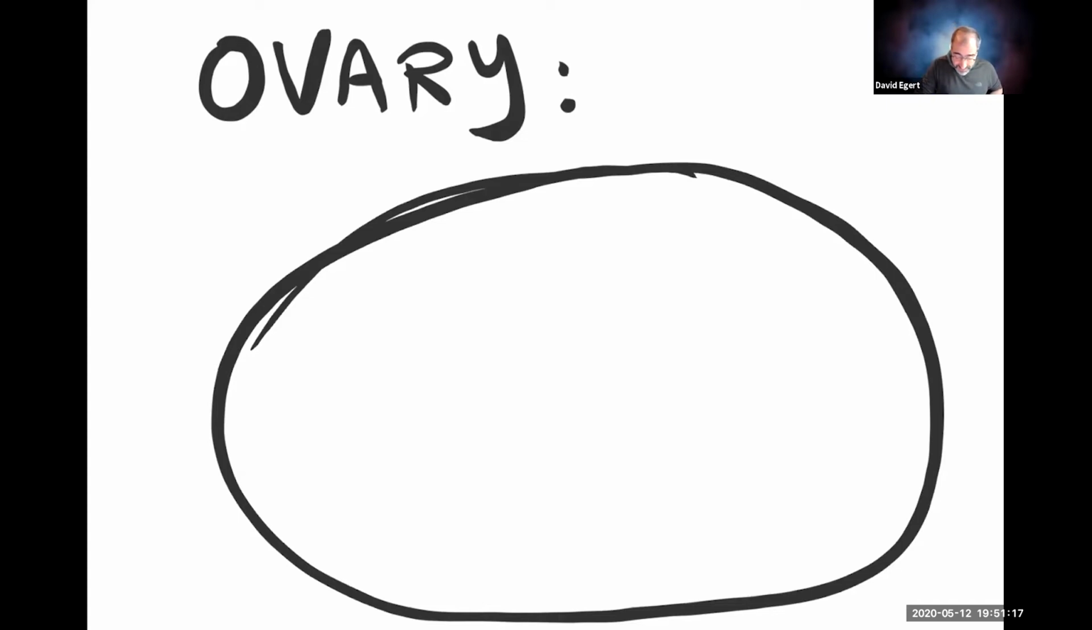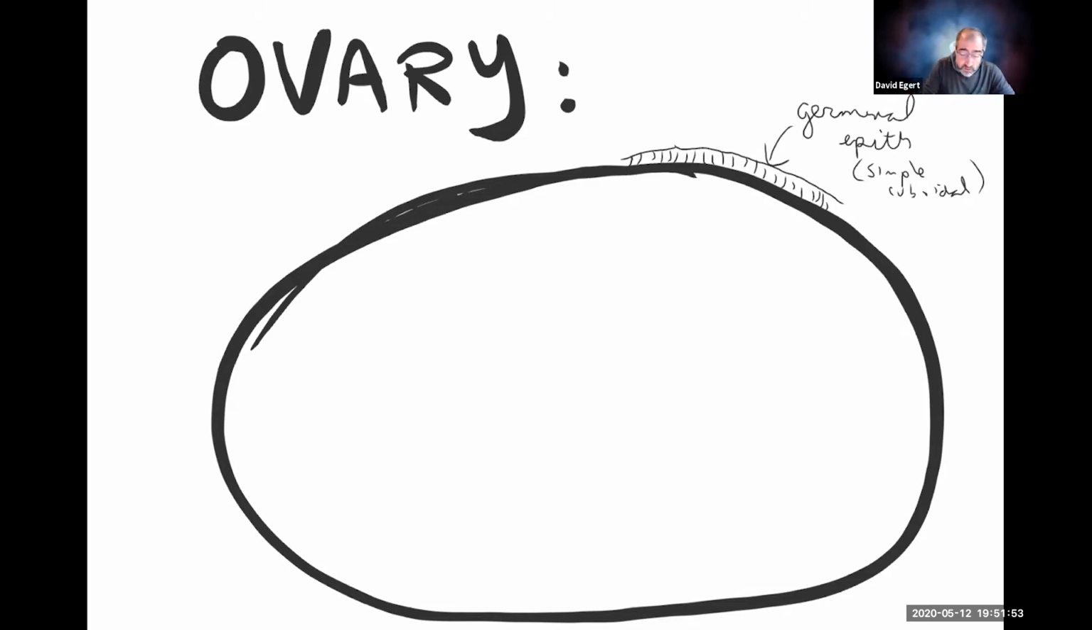I don't think anybody knows why they have this epithelium. They have a cuboidal epithelium along the outside called the germinal epithelium. I'll put it in for completeness, but it's not clear exactly what it's for.